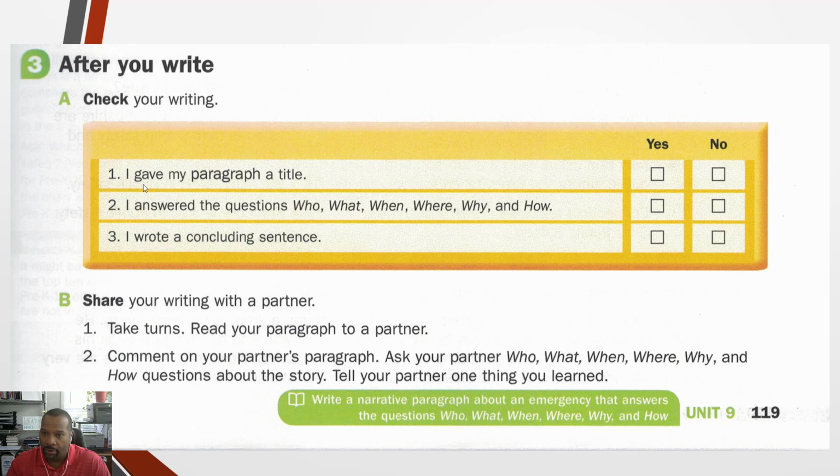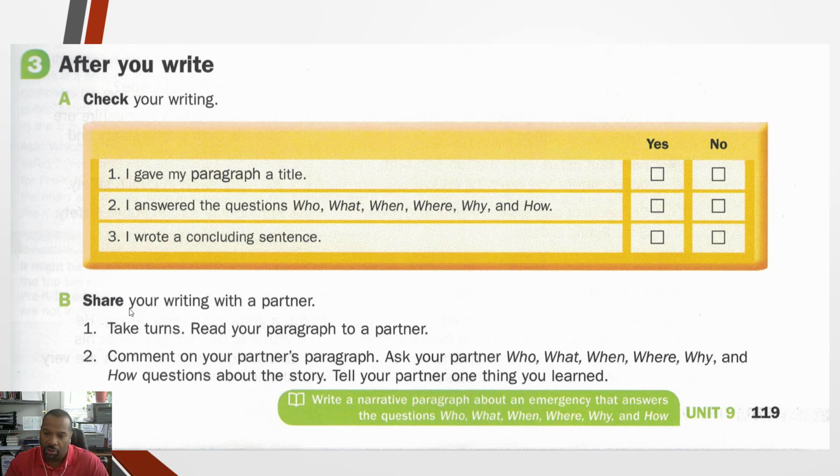Number one, I gave my paragraph a title. Yes or no? Number two, I answered the questions who, what, when, where, why, and how. And number three, I wrote a concluding sentence. It means you summed everything up. Okay? Yes or no?